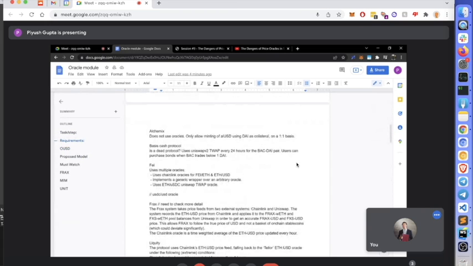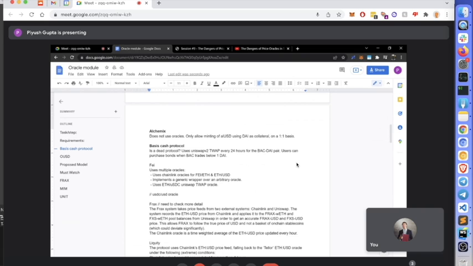Sure. So let's start with Alchemix. Alchemix is a stablecoin minting protocol, but unfortunately it does not use any oracles. They allow minting of ALUSD only using DAI as a collateral on a 1:1 basis that is fixed and not variable.